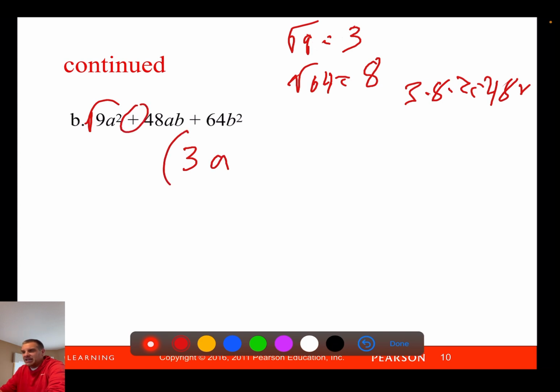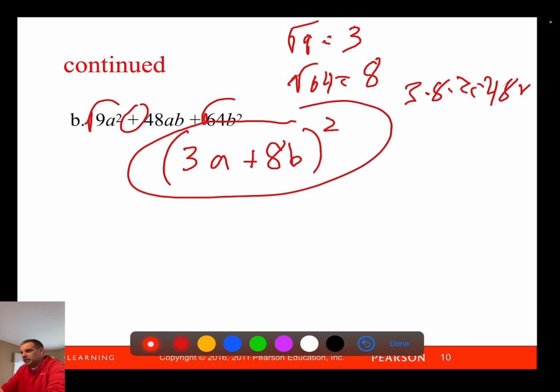It takes that sign right there, plus the square root of 64b squared, which is 8b, and then squared, and that's our solution. And you're done. It's kind of the fast way to do it.